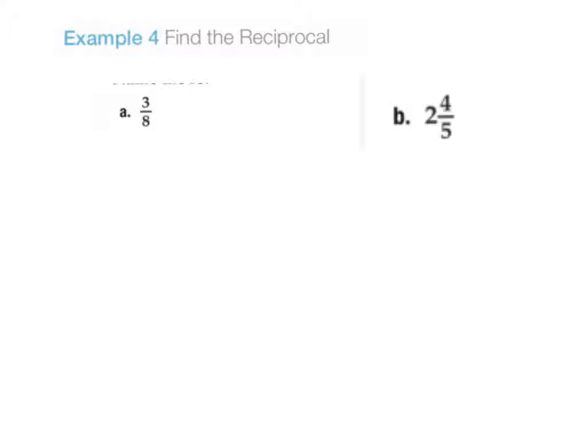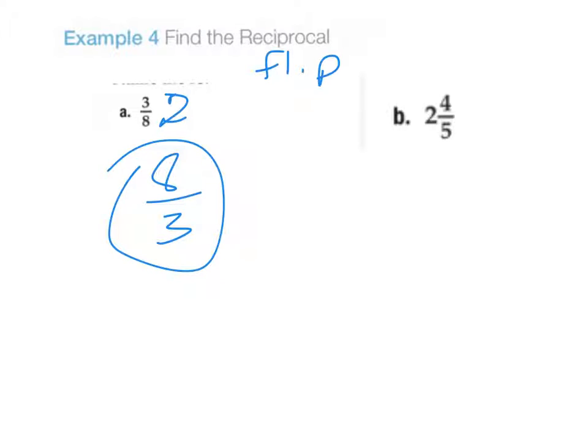Reciprocal simply means to flip it. This means flip. So our reciprocal of 3/8 is 8/3. And there's their answer.